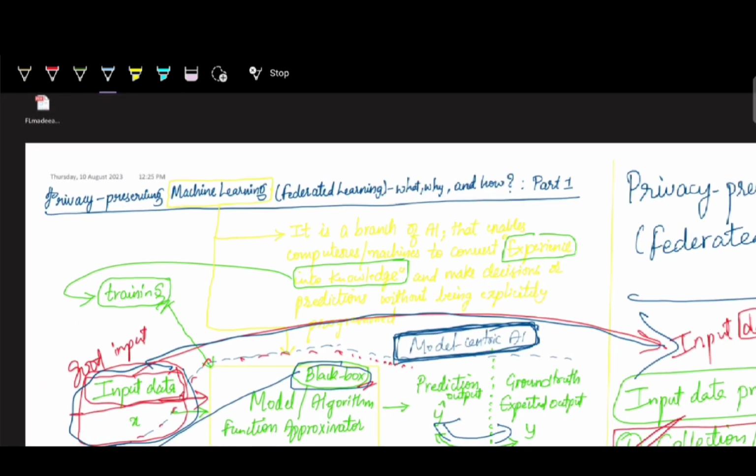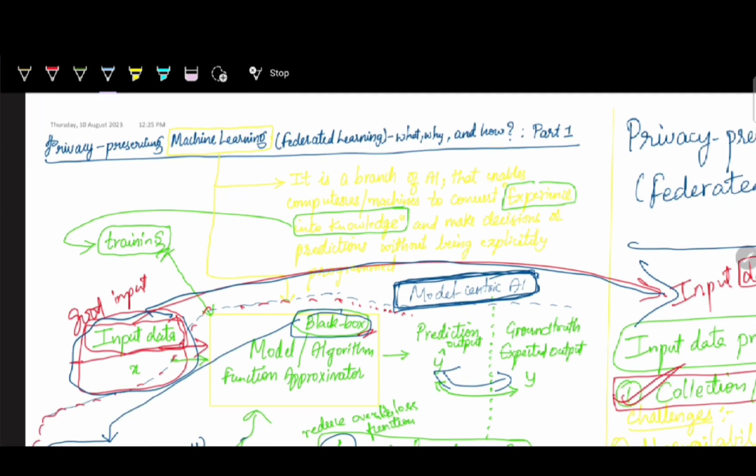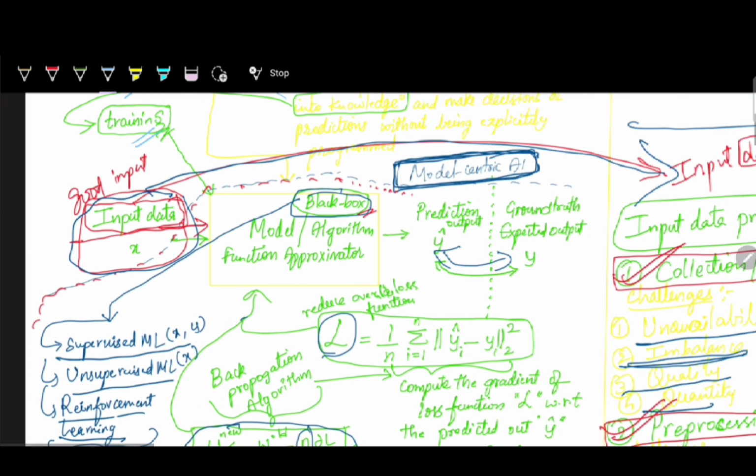In the first part of the lecture series, we started with machine learning, and gave a formal definition of what it is. Basically, it's a branch of AI that enables computers or machines to convert experience into knowledge through a process called training. In the training phase, we have a model and we pass an input data x to it, and we get a prediction y cap, and we have the ground truth expected output as y.